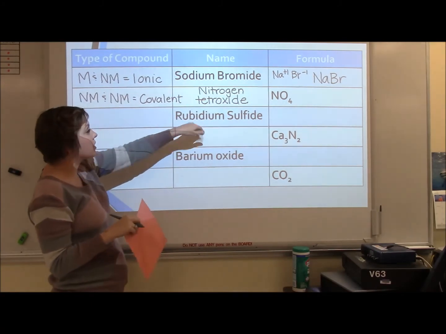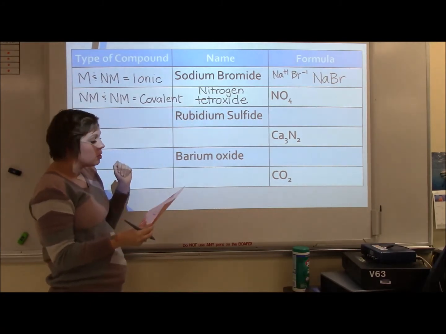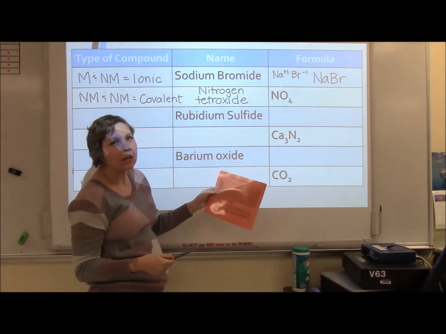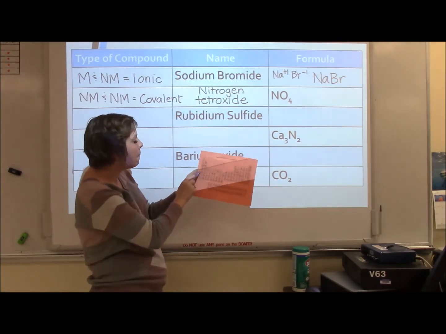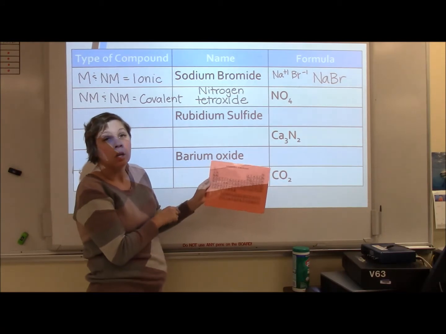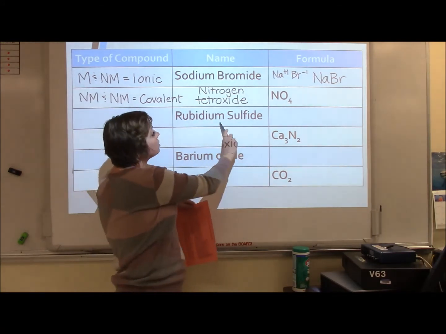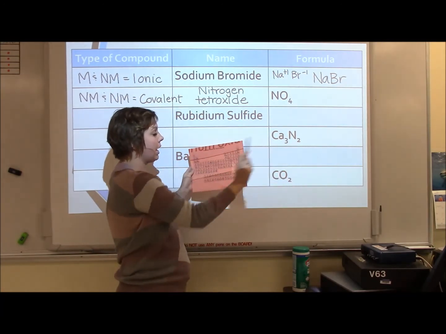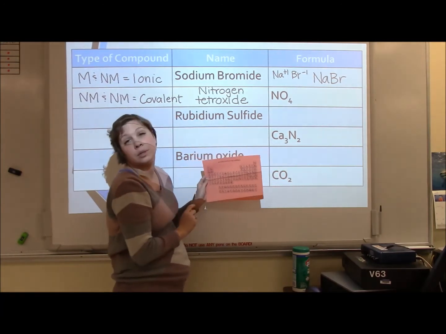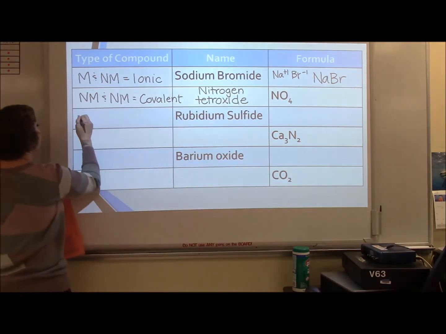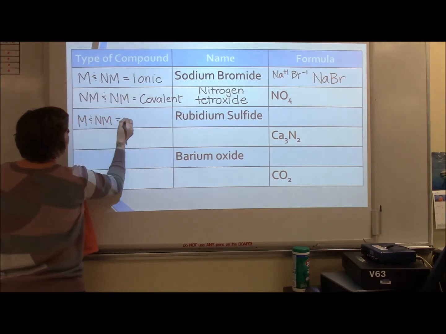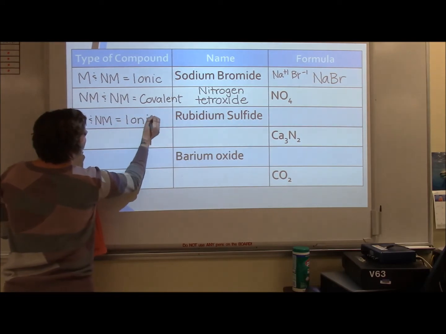All right, the next one, rubidium sulfide. So rubidium, I know it's not on your list of elements, but since we're just doing practice, you can look at your periodic table. It is in group 1, so it is a metal. And then sulfur is on the right-hand side, group 16, so it's a nonmetal. So if I have a metal and a nonmetal, that's going to make this an ionic compound.